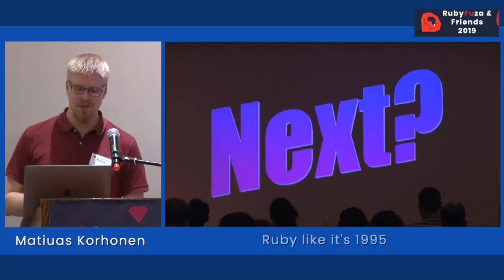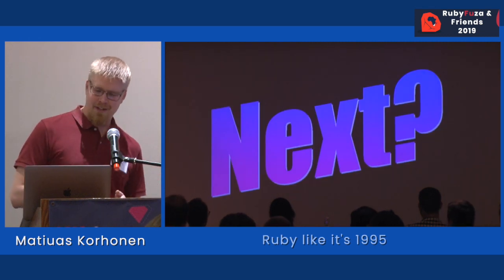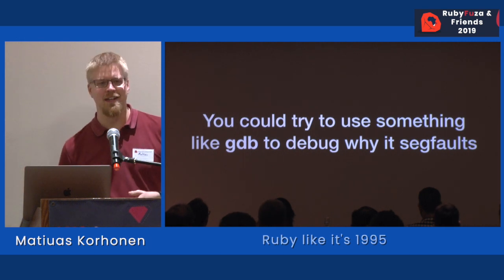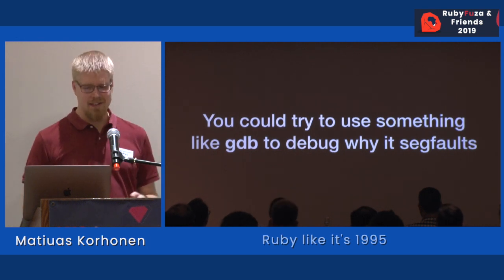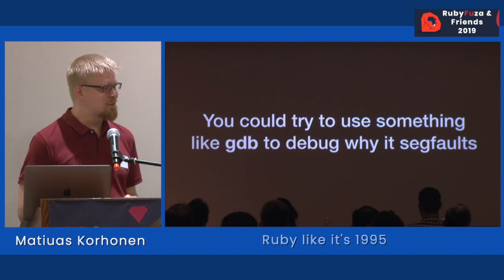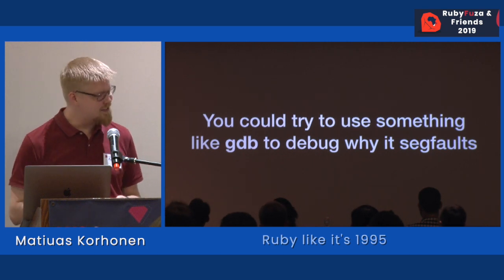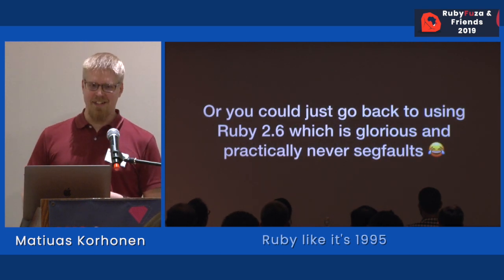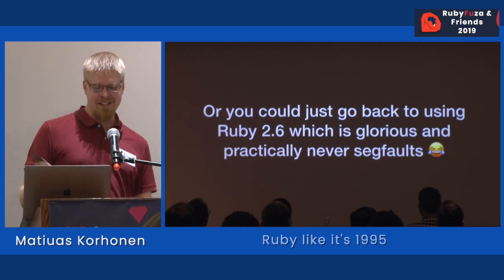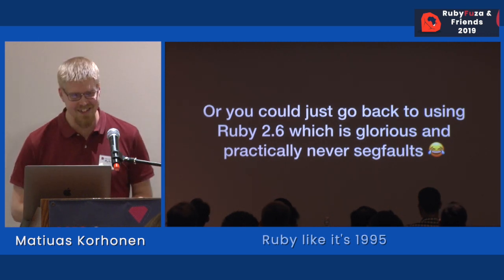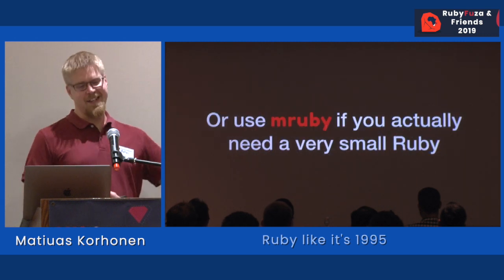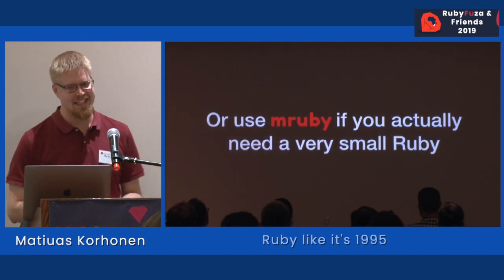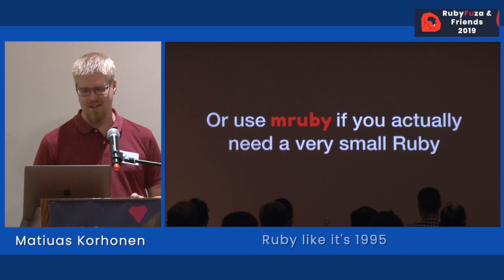So what could you do next with this? Well, you could try using something like the GNU debugger to figure out why it segfaults, if you had more time, though that wouldn't make very much sense. Or you could use Ruby 2.6, which is glorious and practically never segfaults. Or you could just use mruby if you actually need a very small Ruby.